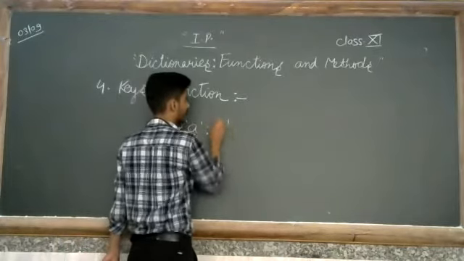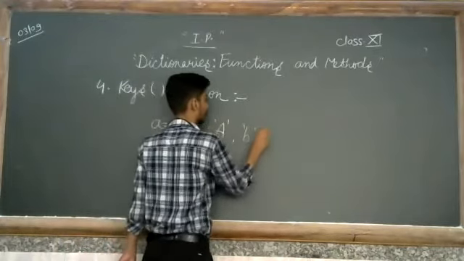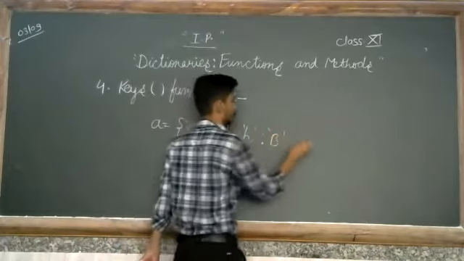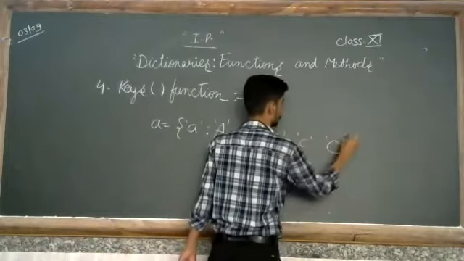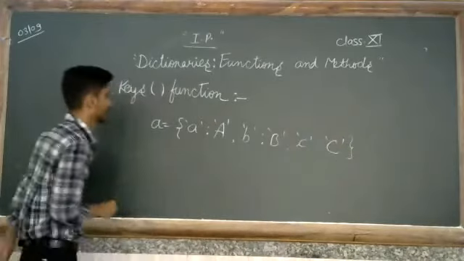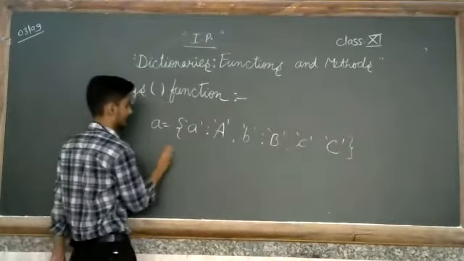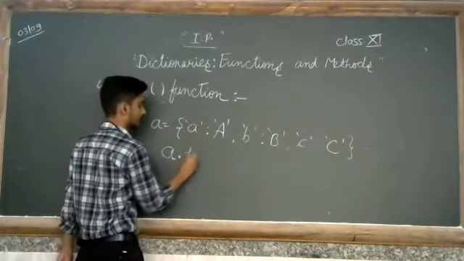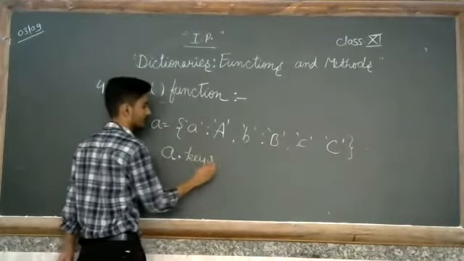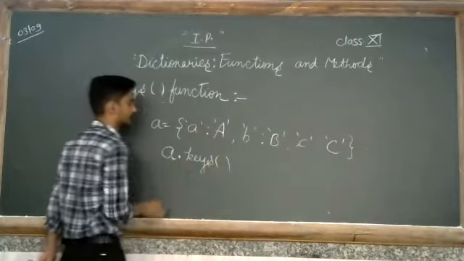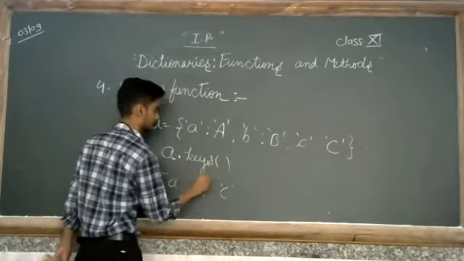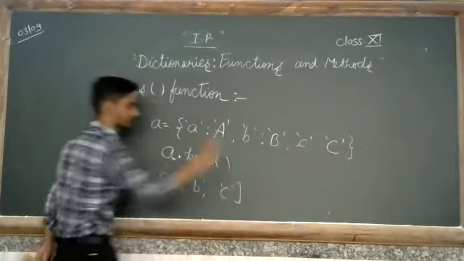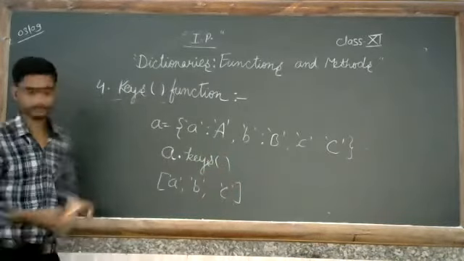A to capital A, B to capital B, and C to capital C. This is my dictionary. If I call this a dot keys function, mark my point, you have to mention this s also. So it will return me what? A, B, and C. This will be my output.